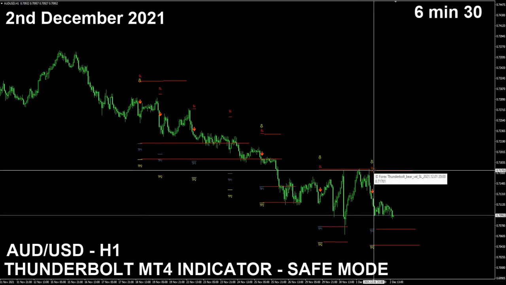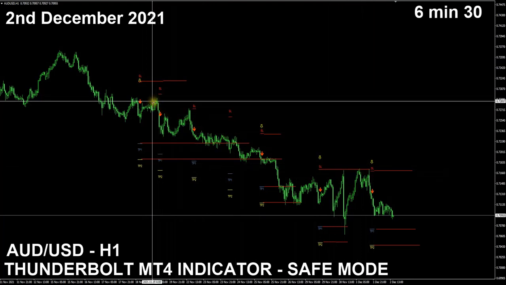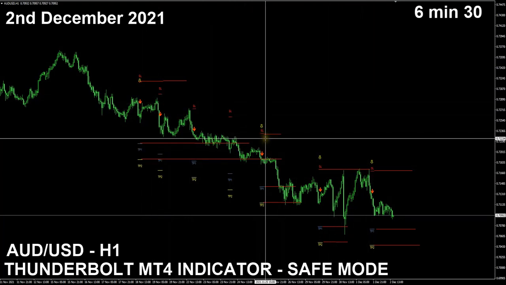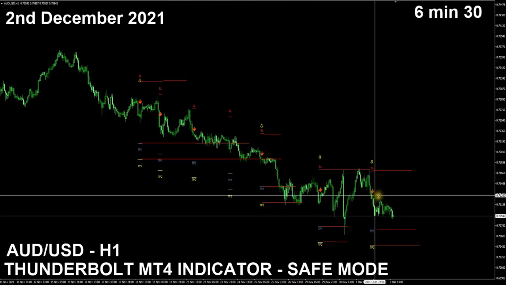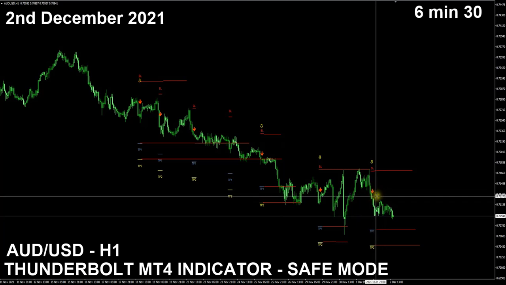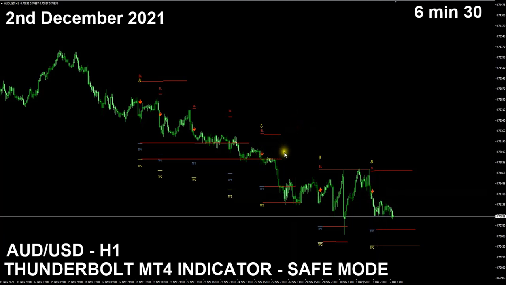One is still running. 2 of the 4 trades were nicely in profit. The third trade was a break-even trade, and this trade here is nicely in profit at the moment. So again, running the Thunderbolt indicator in safe mode on the 1 hour chart on AUD USD seems to be very good from what I can tell at the moment.